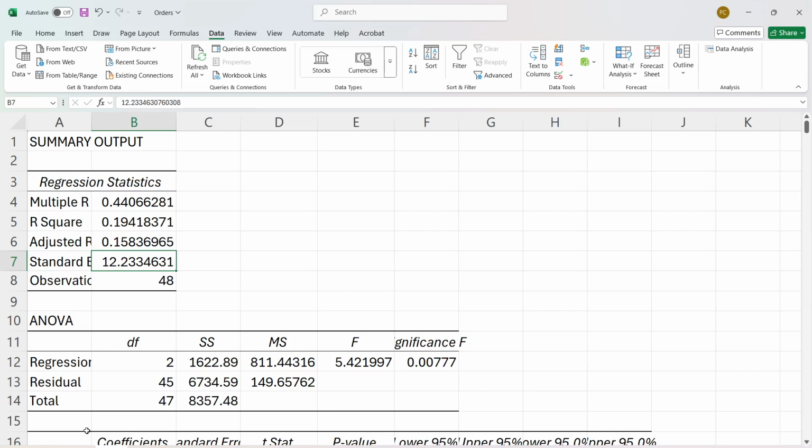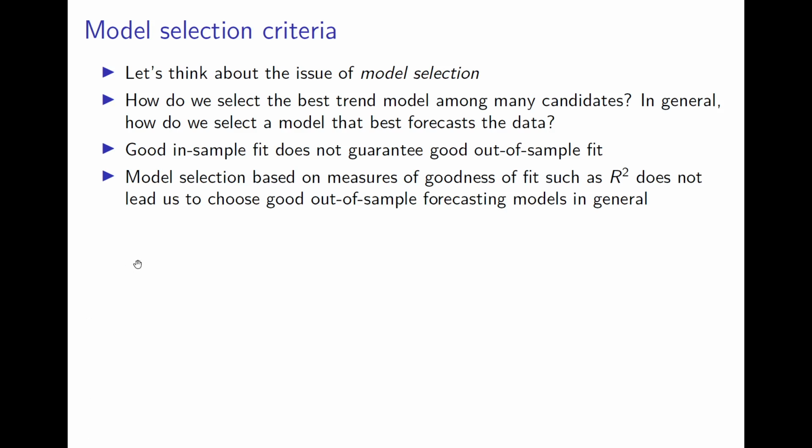And when we talk about forecasting, there's a very, very strong propensity to stay away from the big models. If you have two models that have about the same goodness of fit and about the same explanatory power, but one of them is simpler, we really want to put our thumbs on the scale and go for the simpler model. It's going to do better if we try to forecast even a little bit further out of the sample. So there's a very strong push. Well, okay, model selection based on measures of goodness of fit such as R-squared does not lead us to choose good out-of-sample forecasting models in general. That is a sobering statement.